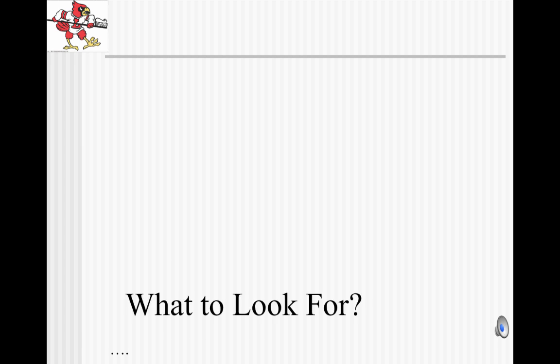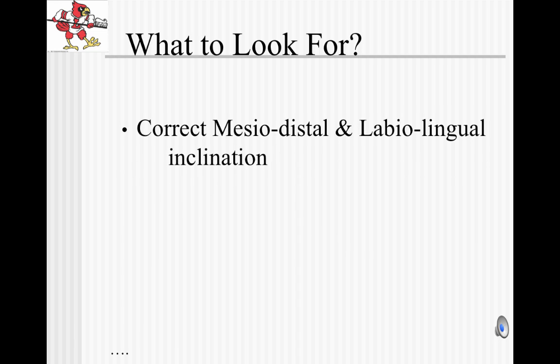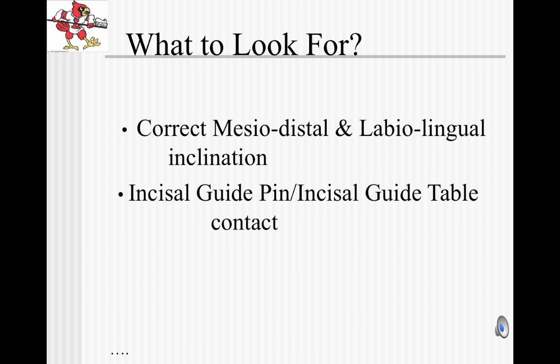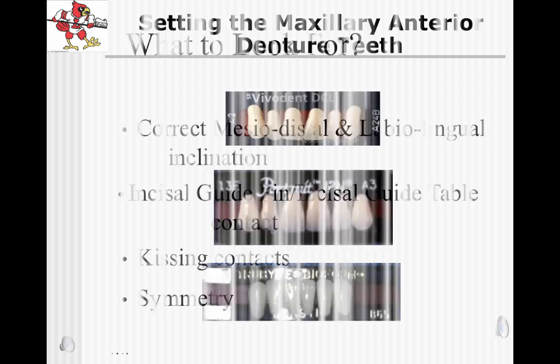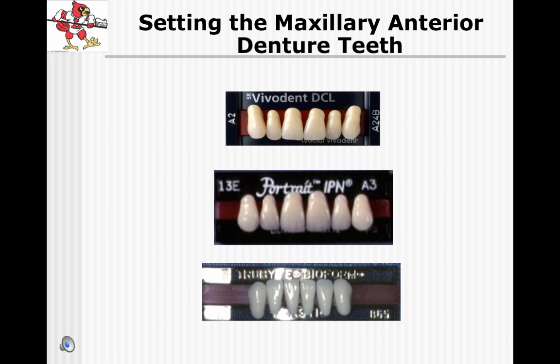We'll also be looking at the correct mesiodistal and labiolingual inclination of the tooth when we set it. The incisal guide pin and the incisal guide table must contact when we're setting teeth. And we will be looking for kissing contacts when the teeth are placed in protrusion. Also, the symmetry of the arch. Positioning of the 6 maxillary and mandibular teeth are very important for aesthetics, phonetics, and function of the complete denture-wearing patient.